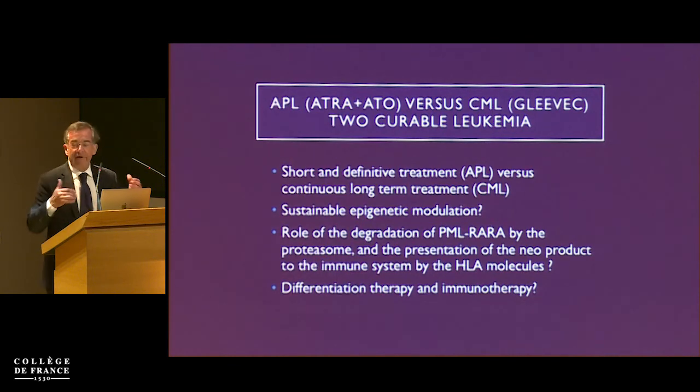And probably it is an idea. I don't know if it's true or not. But when there is a degradation of PML-RARA through the proteasome, we know that at the end of the proteasome, there are the HLA molecules just waiting to take the antigens in order to present them at the surface of the cells. And why not, it is due to this immunogenicity or this immune reaction after the degradation, which is important for the permanent status of the patient. So if so, that means that differentiation therapy should be connected with immunotherapy in order to have a better outcome for the patients.